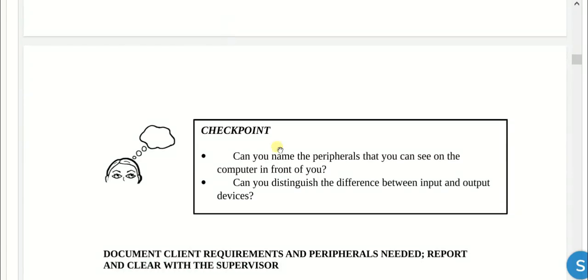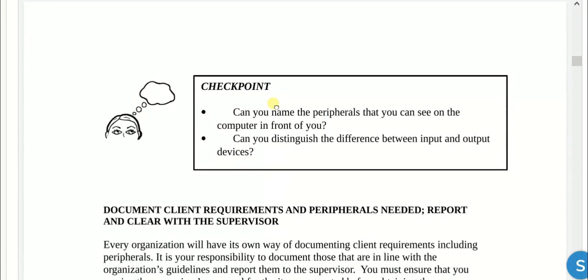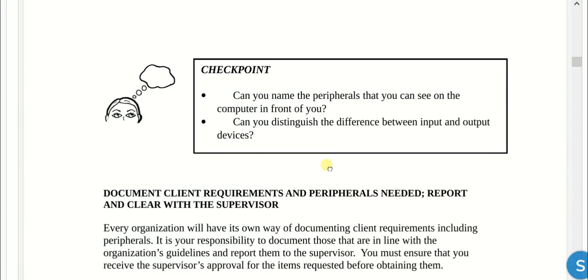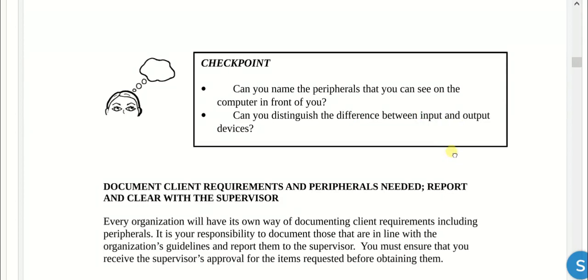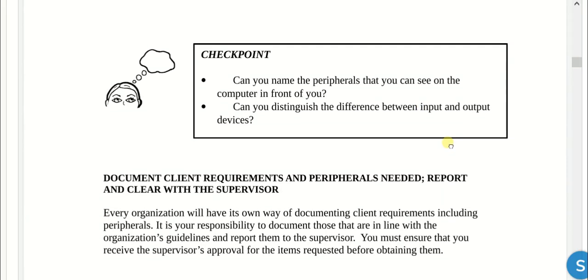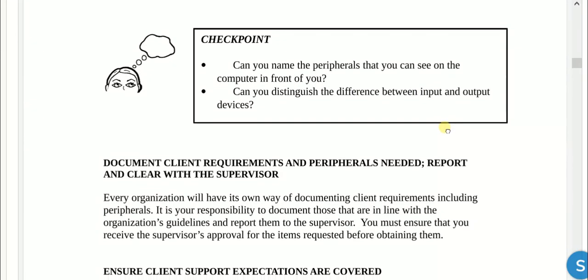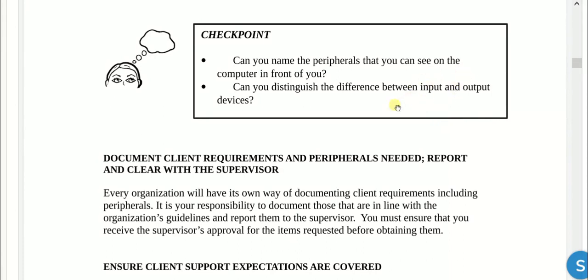All right, now you're seeing we have some checkpoints here, but some of these questions are basically posed in the discussion on Schoology as well. But let's look at the second one. Can you distinguish the difference between input and output devices? We did look at that yesterday as well, but for reinforcement, can you quickly distinguish between those, please? Input devices are used to enter information or data into the computer, and output devices are used to get information or data out of the computer.